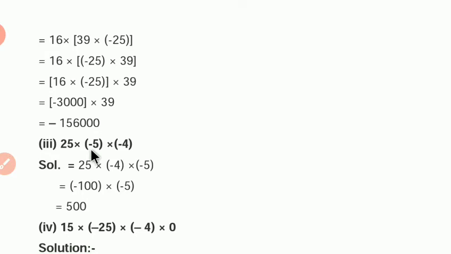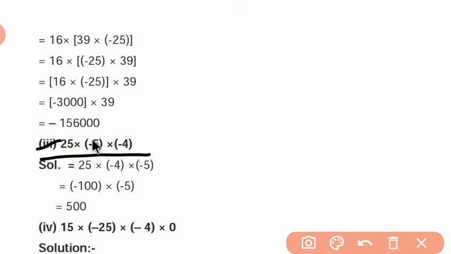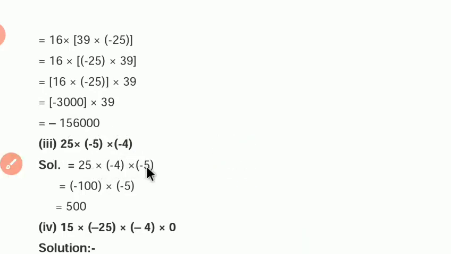Third one, 25 into minus 5 into minus 4. Here it is the same, we have to change the order of the numbers. So first we can multiply 25 into 4, we can multiply these two numbers. So 25 into minus 4, then minus 5. The only thing is that you have to change the order of the integers.